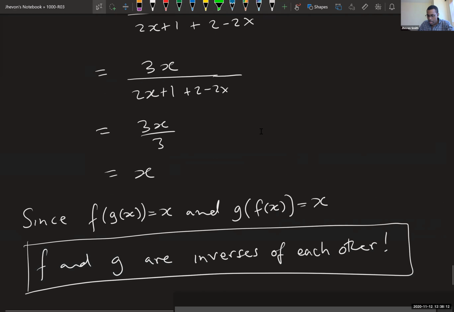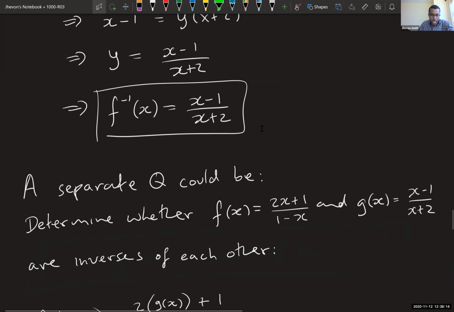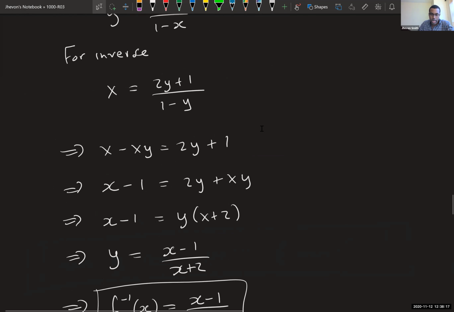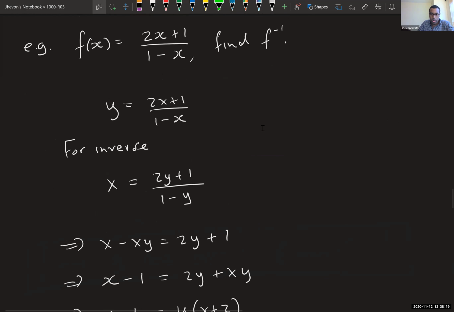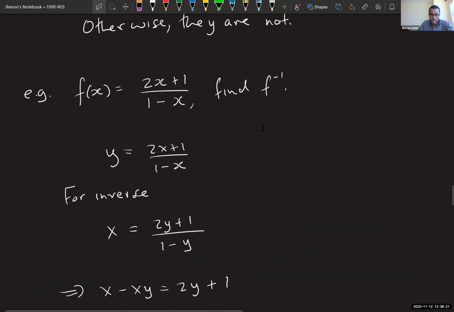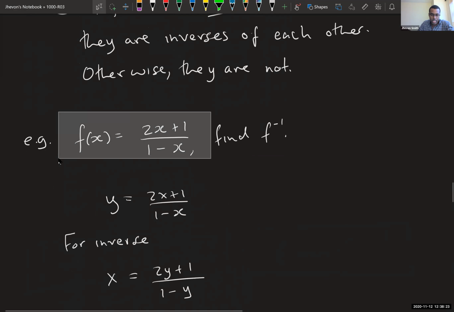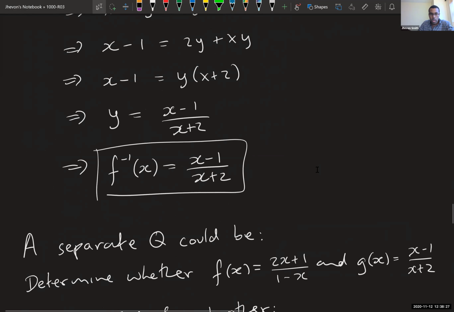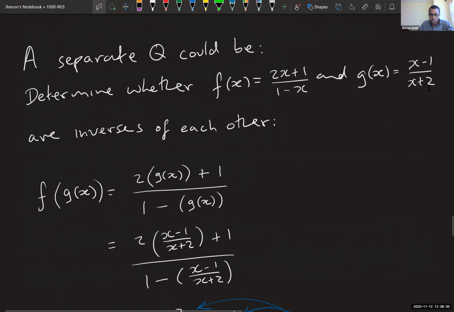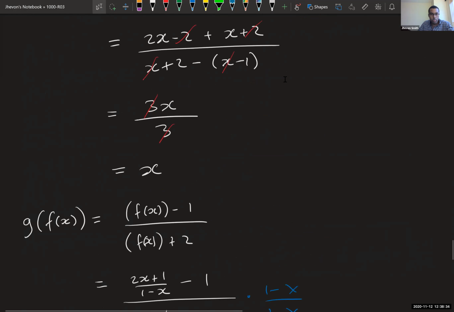Right, so I did two. I wouldn't ask you to do both of these in one problem, but it's because both of these were questions that were raised. So if I give you a function and ask you to find the inverse, just assume it exists and go through this process. If I give you two functions and then ask you, are they inverses of each other? Then you go through this process.